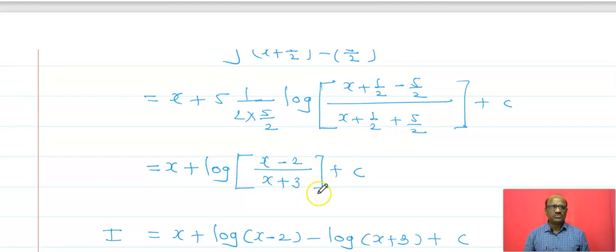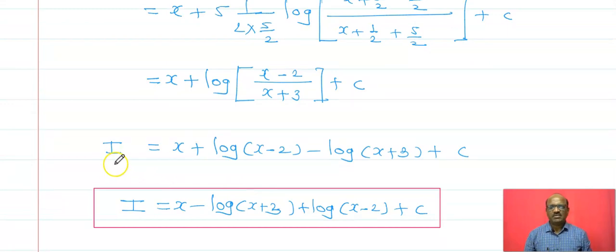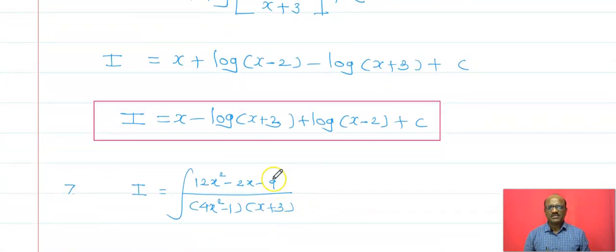Here is x minus 2. What is x? 1 upon 2 plus 5 upon 2. That is 6 upon 2. That is 3. Therefore, x plus, this 2 get cancelled, 5 get cancelled. x plus log of in bracket x minus 2 upon x plus 3 plus c. And in this way, you will get I is equal to x plus log of x minus 2 minus log of x plus 3 plus c. And in this way, the sixth example we have completed.